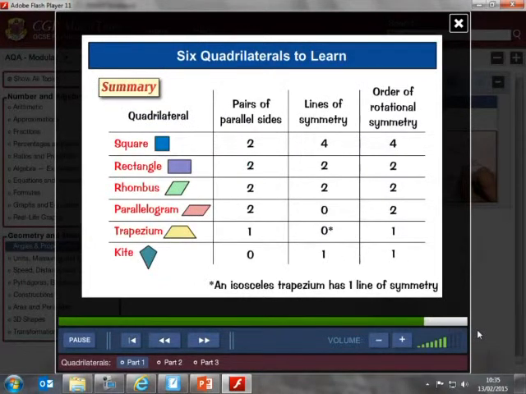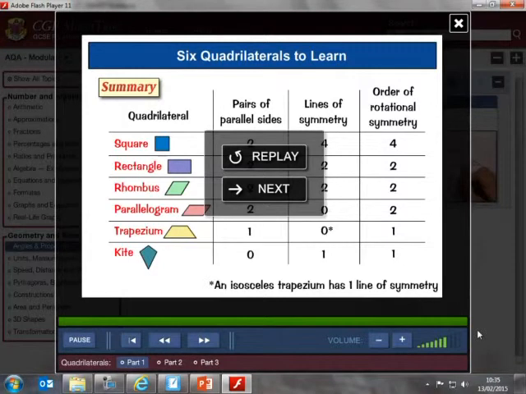Another super handy table for you, showing all the properties of these different types of quadrilaterals. As you go down, the pairs of parallel sides get smaller, lines of symmetry get smaller, and the orders of rotational symmetry get smaller. Other than that, it's pretty self-explanatory, except this little note here where it says trapeziums have no lines of symmetry. That's almost true, except for isosceles trapeziums, which of course have one line of symmetry.